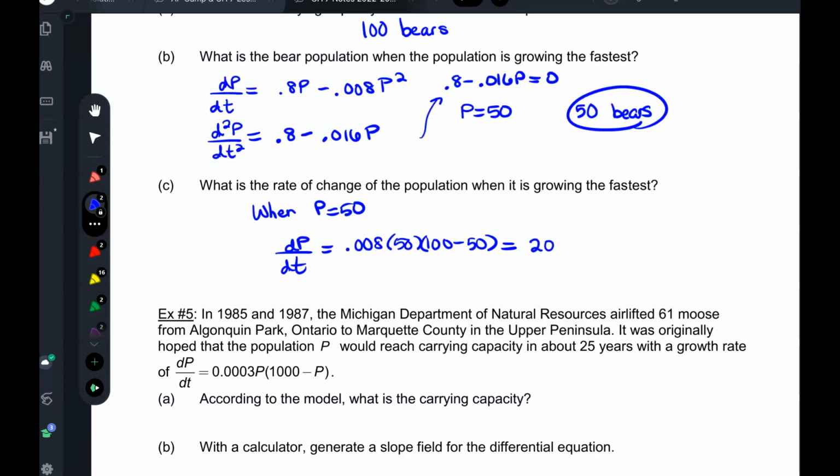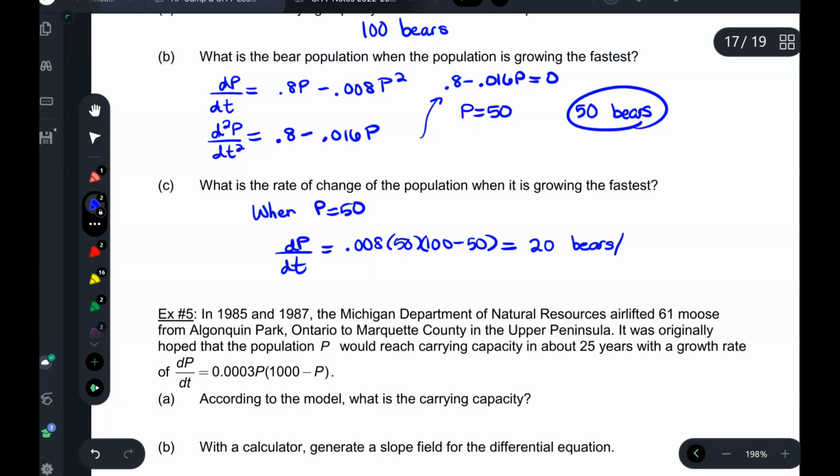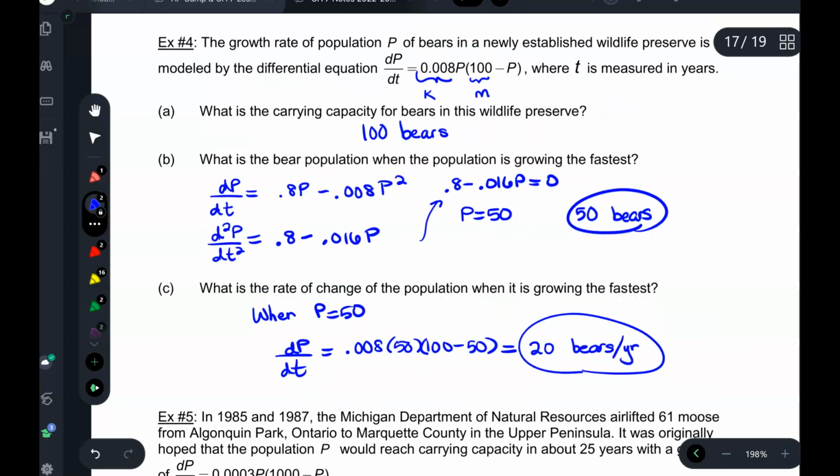Okay, what is our rate? 20. What does this 20 mean? Bears per year. Yeah. So that means the carrying capacity is 100. When there are 50 bears, the population is growing at 20 bears per year. So after that point, it will slow down because we're running out of food, all that kind of stuff.